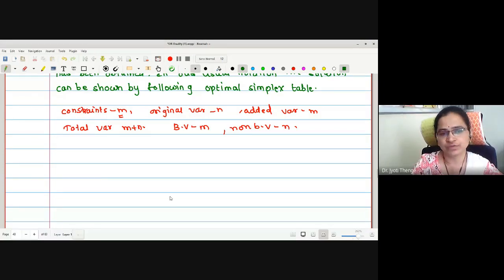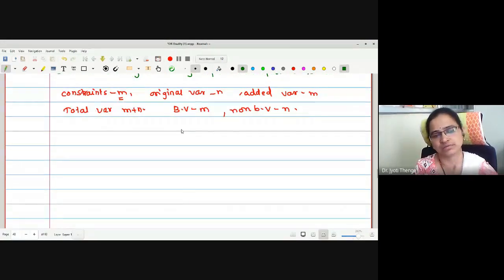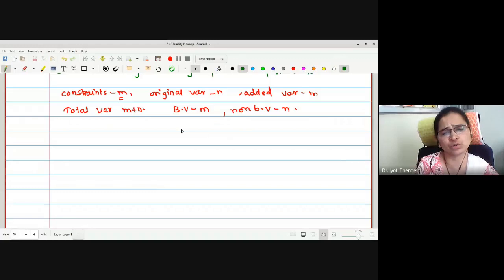For this, we are going to assume that out of this total m plus n variables, m basic variables are there, and non-basic variables are n in number. For the sake of convenience, we will arrange the first m variables to be the basic variables, and the remaining n variables are going to be non-basic variables.